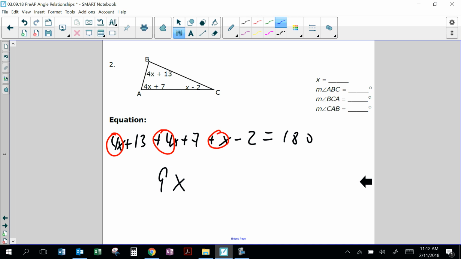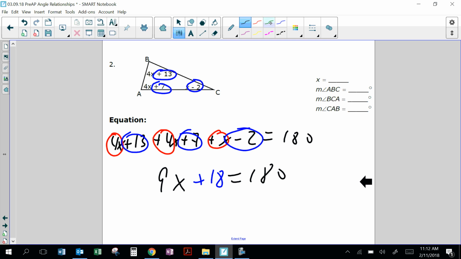Then let's collect all the constants. We see plus 13 plus 7, that's 20, minus 2 is 18. You also see here plus 13 plus 7 minus 2 is plus 18, equal 180. So we know how to solve a two-step equation. I need this variable to be isolated. How can I make this isolate? I need to get rid of positive 18. So minus 18, minus 18.